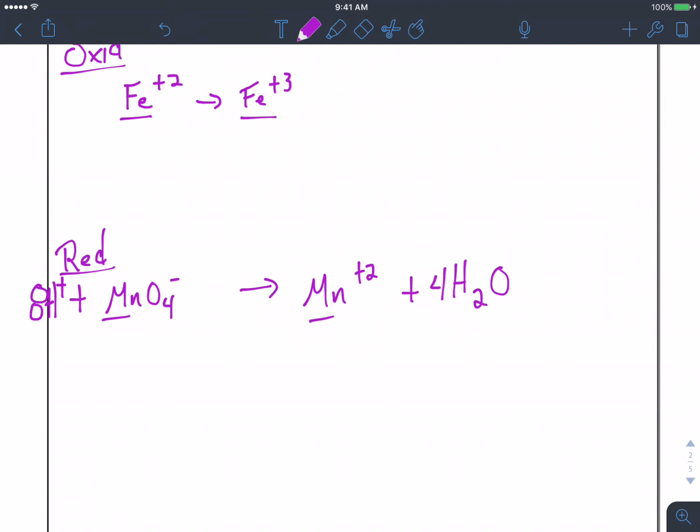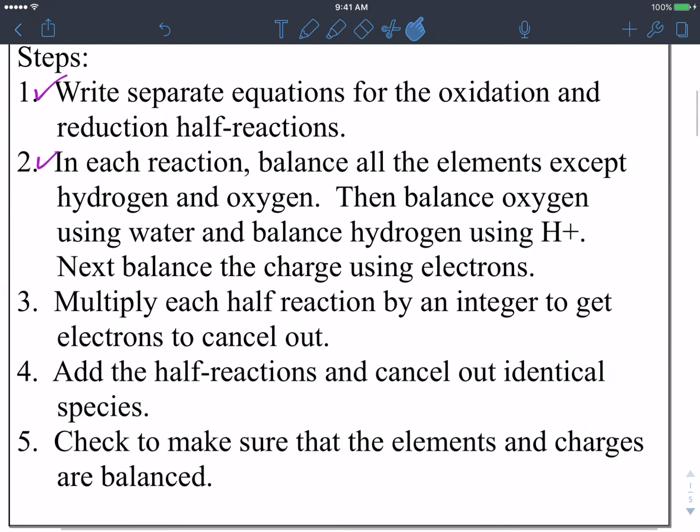I know it's strange. I know it makes very little sense. There's an explanation for it, but it's really neither here nor there. You really don't need to know what that explanation is. But let me rewrite the 8 so it makes more sense. So we added water to get the oxygens to cancel out. We added hydrogen ions to get the hydrogens to cancel out. So we did that part.